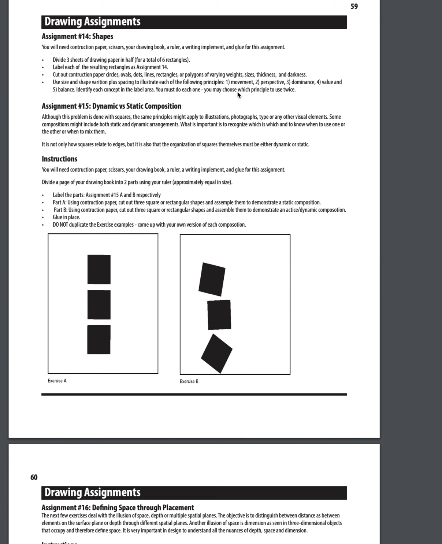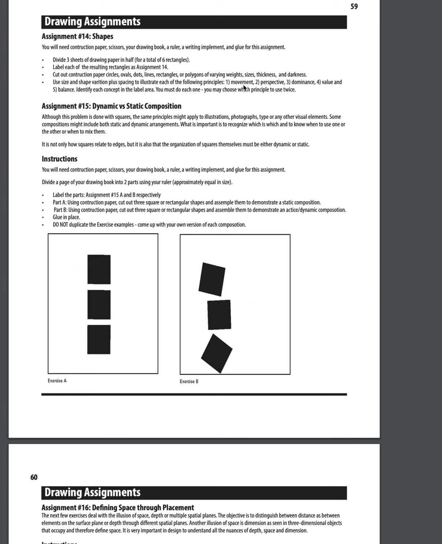And if you look through here, I'm telling you that you have 6 parts to this. There's only 5 items listed: movement, perspective, dominance, value, and balance. That's because you're going to demonstrate whichever principle you found the easiest, that you liked the best, or that you just want to do twice. You're going to do it in 2 slightly different ways. So you're going to repeat one of these in a second way. All of these examples for assignment 14 are going to be done with construction paper again. So construction paper and glue stick for these guys.